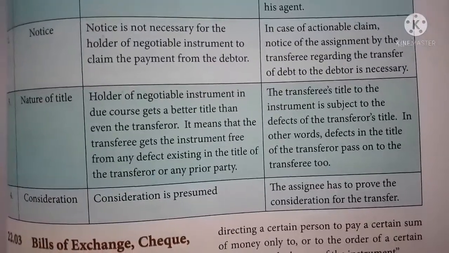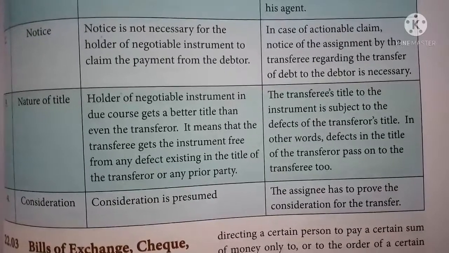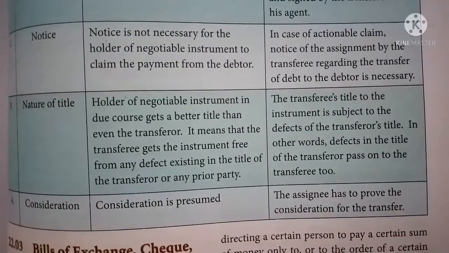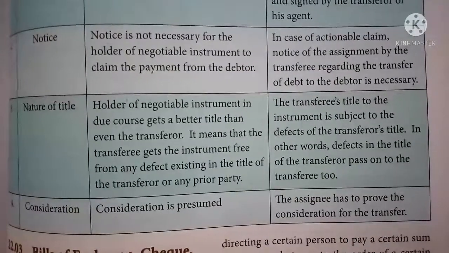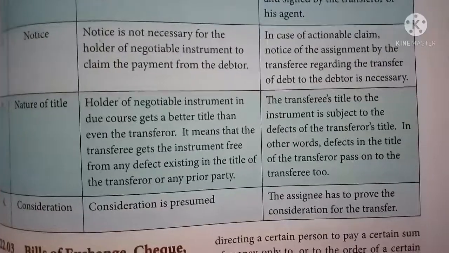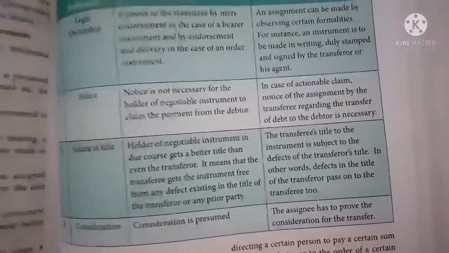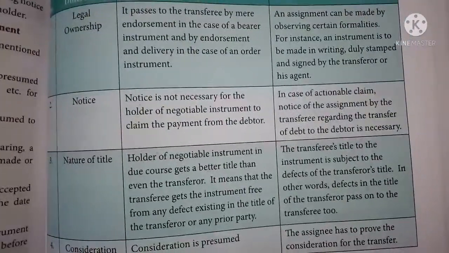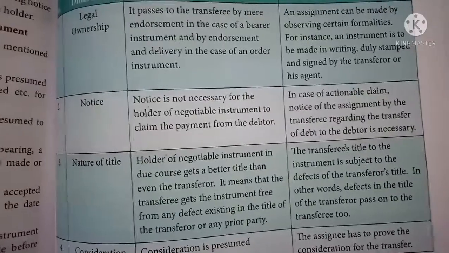From the consideration point of view, in the case of a negotiable instrument, consideration is presumed. That is an important one. In the case of assignability, the assignee has to prove the consideration for the transfer. These are some of the important points related to the difference between negotiability and assignability. With that we conclude this video.